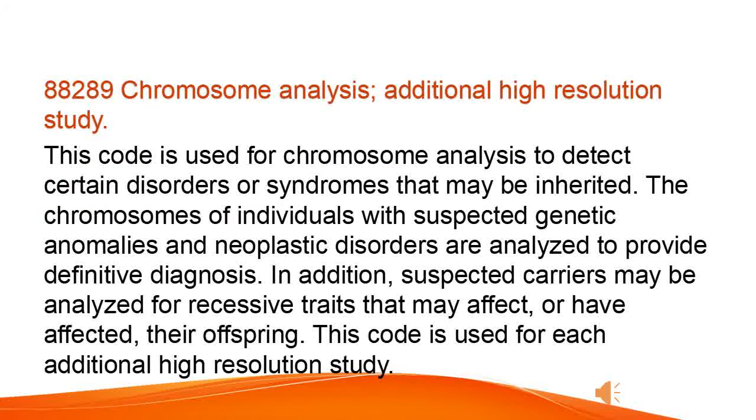Chromosome analysis, additional high-resolution study. This code is used for chromosome analysis to detect certain disorders or syndromes that may be inherited. The chromosomes of individuals with suspected genetic anomalies and neoplastic disorders are analyzed to provide definitive diagnosis. In addition, suspected carriers may be analyzed for recessive traits that may affect, or have affected, their offspring. This code is used for each additional high-resolution study.